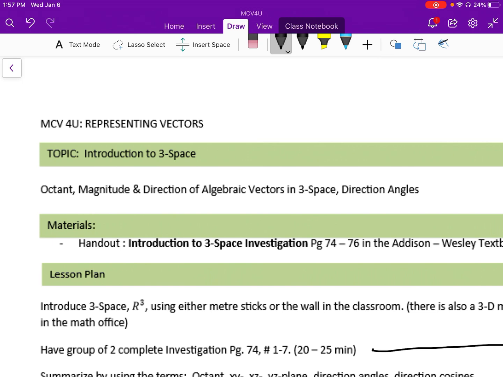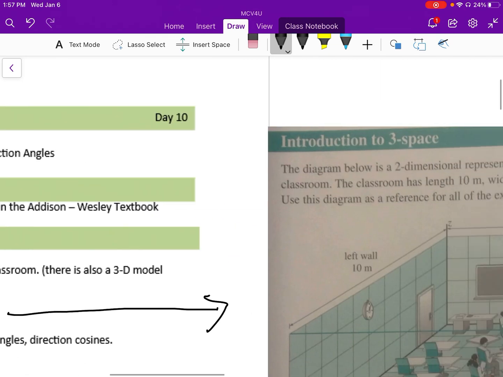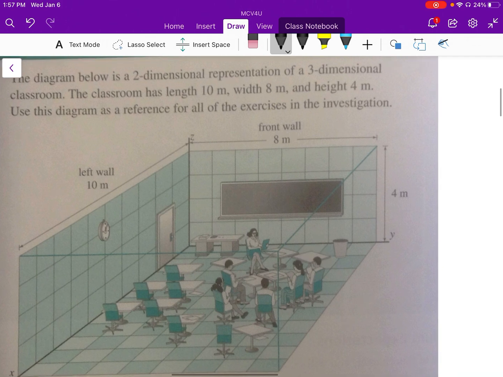We'll look at the algebraic vectors, and we'll take a look at how to calculate the magnitude of a vector and how we change our concept of direction for three-dimensional or 3D vectors. How we're going to take a look at this: first of all, we are going to do this investigation, or I want you to do it.